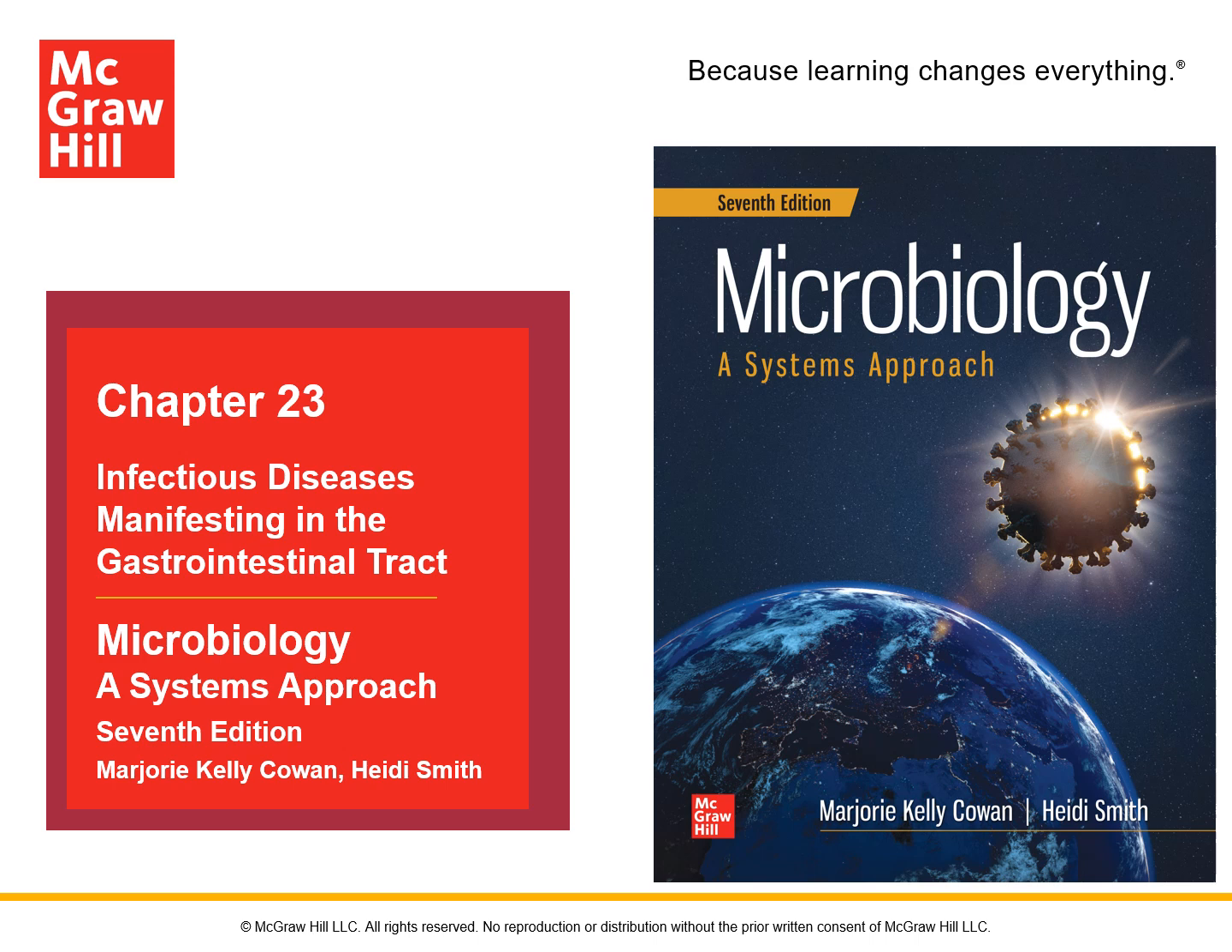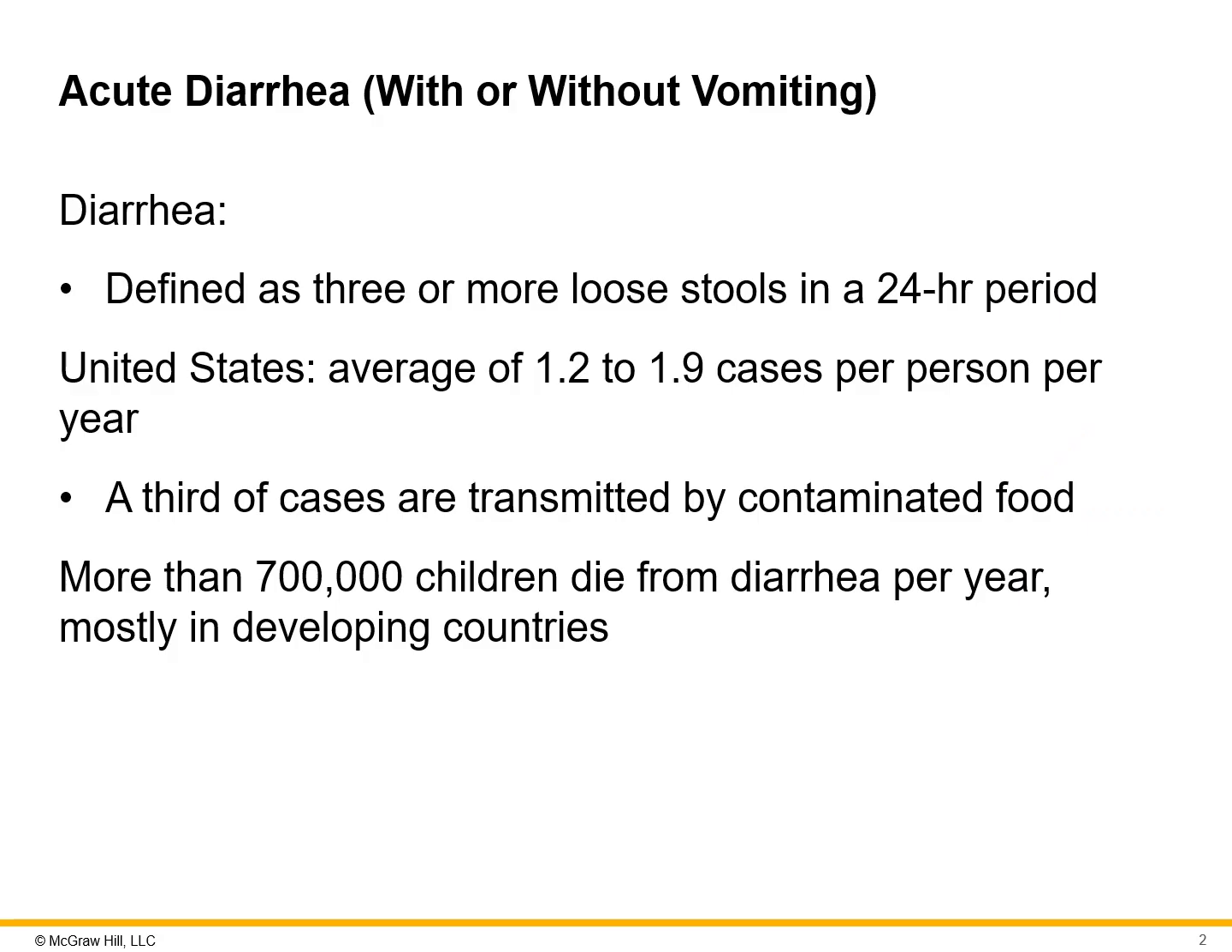We're continuing on now in chapter 23, moving into some of the causes of diarrhea. All right, so we'll spend a good bit of time talking about diarrhea, which is one of the most common GI diseases. So we'll talk about acute and then a little bit about chronic. So acute diarrhea is defined by 3 or more loose stools in a 24-hour time.